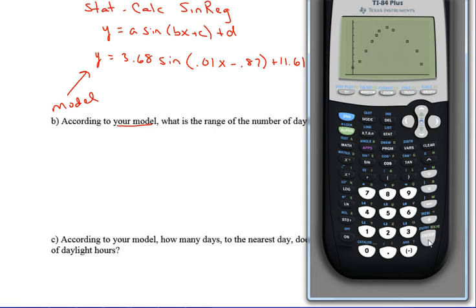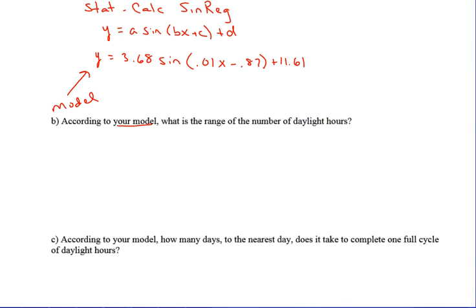So it says, in part B, according to the model, what is the range of the number of daylight hours? What is the range of the number of daylight hours, according to the model? So basically what they want to know is, what's the minimum amount of daylight hours and what's the maximum amount of daylight hours?